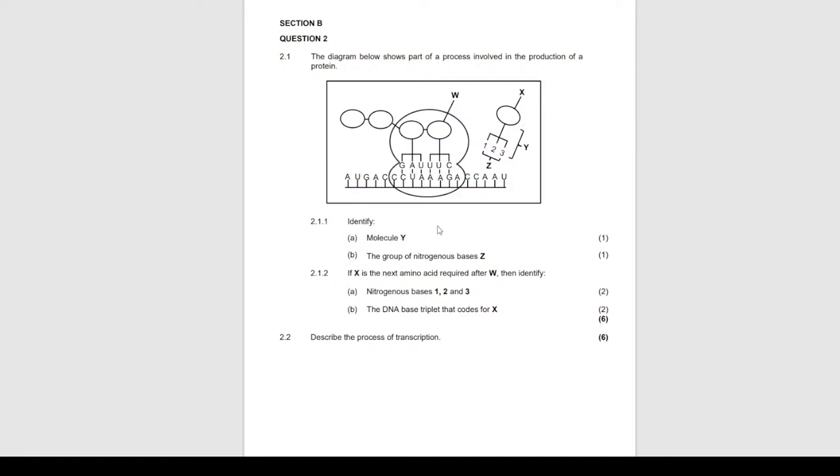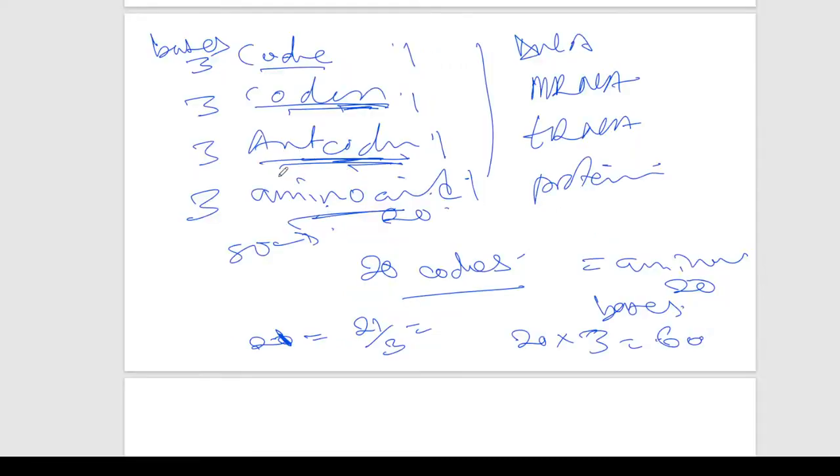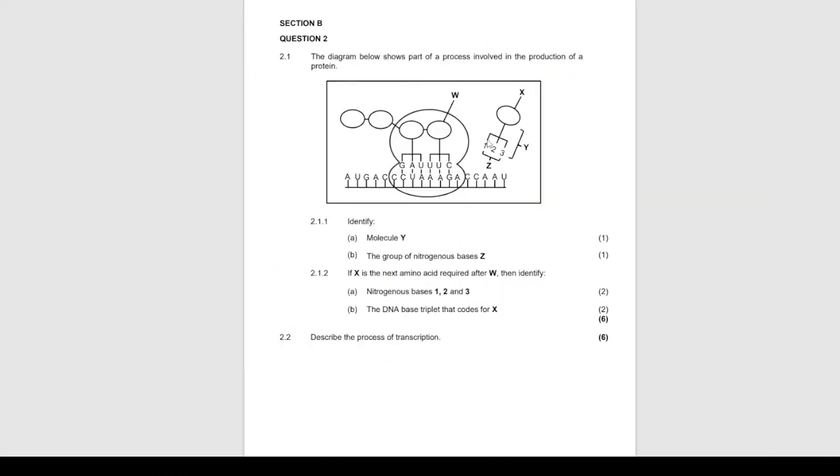Molecule Y, what is molecule Y? We said it is transfer RNA. What group of nitrogenous bases is Z? This one, the anticodon. We have talked about it. You see, there are three of them. Three bases make what we call the anticodon. So this is what they are saying here: 1, 2, 3. The group forms the anticodon. We have seen it.